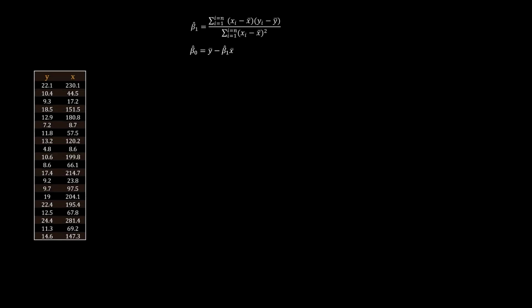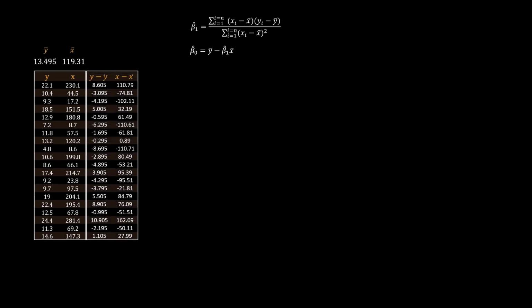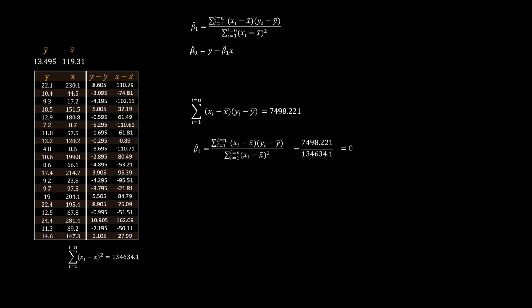For our dataset, the exact estimates can be found by first finding out the sample mean for x and y, then find the sum of squared distance of each x from average x, which is the denominator of beta 1, find the numerator of beta 1, then solve for beta 1, and then solve for beta 0.